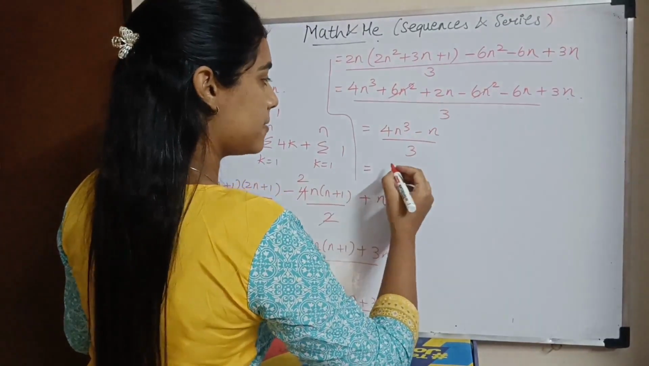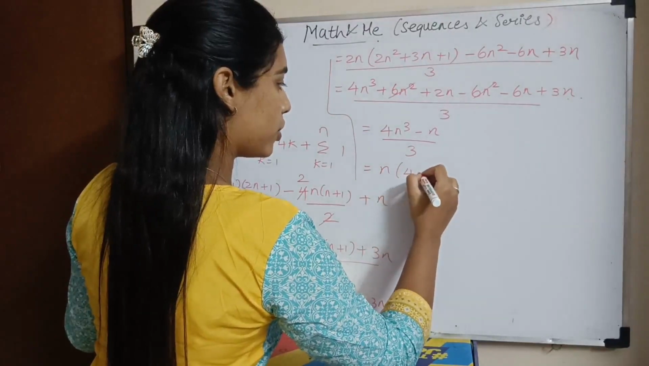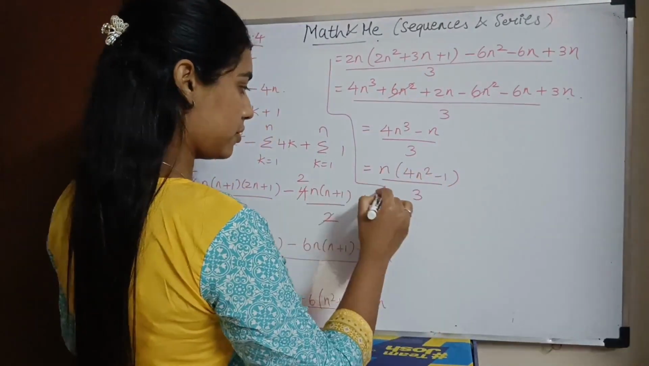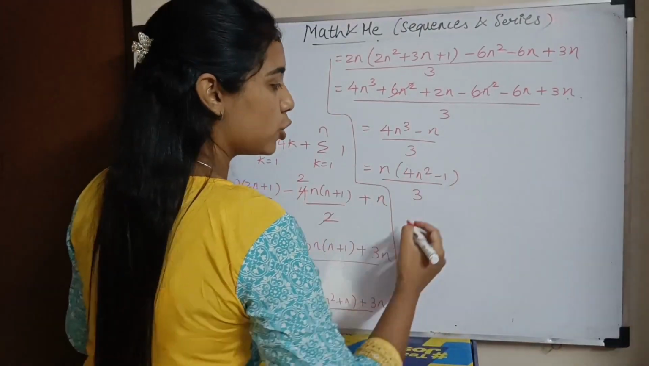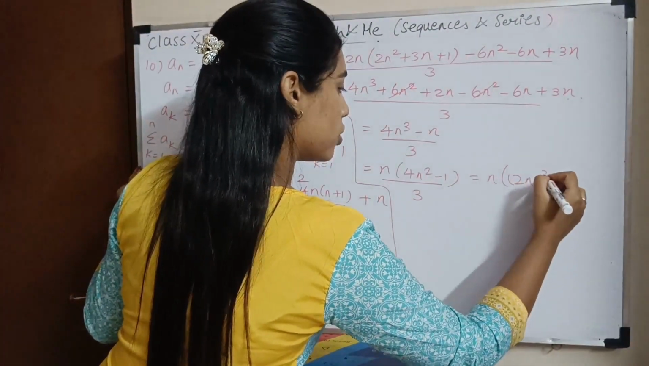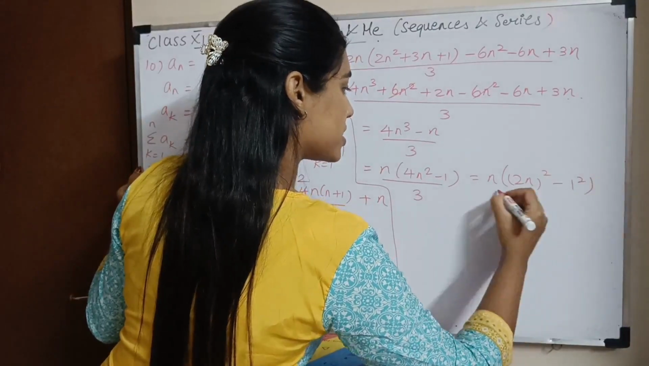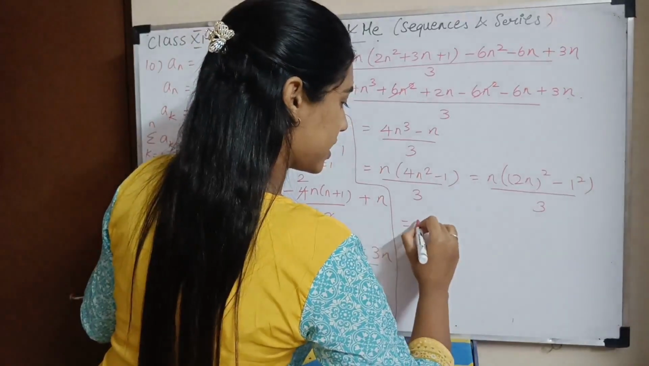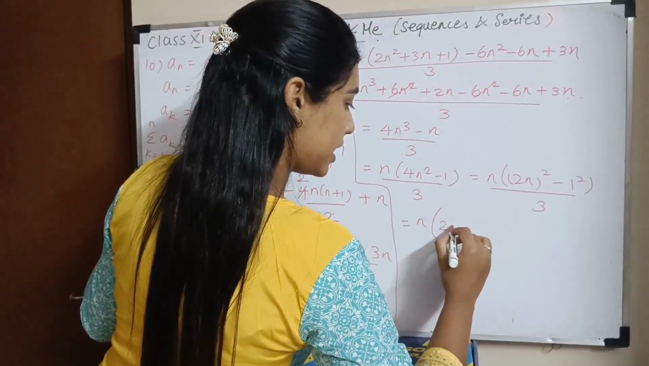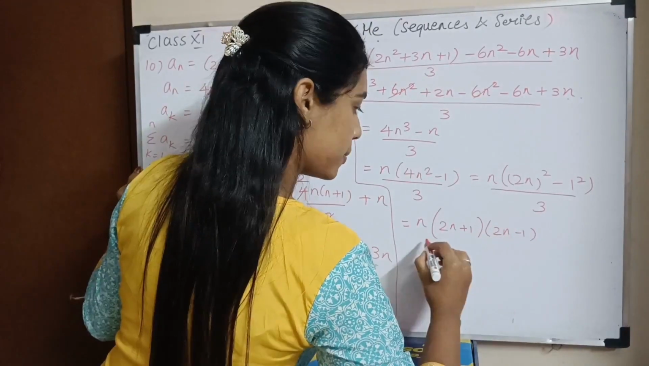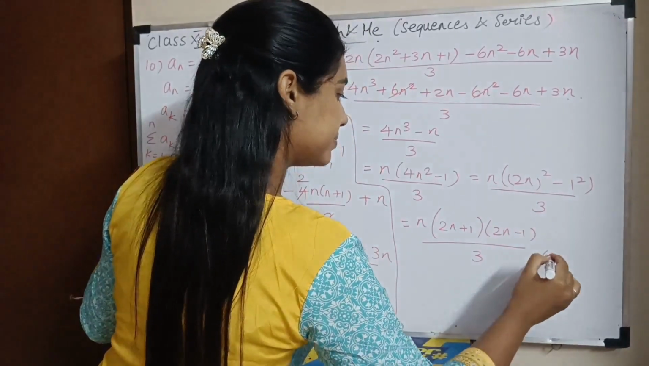Taking n outside, I have n times 4n square minus 1 divided by 3. 4n square can be written as 2n the whole square. So I have n times 2n the whole square minus 1, how can we write it? 1 square, we can take. So I have a square minus b square, which is nothing but n times a plus b into a minus b divided by 3. Okay.